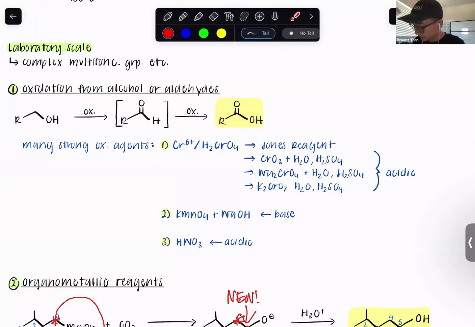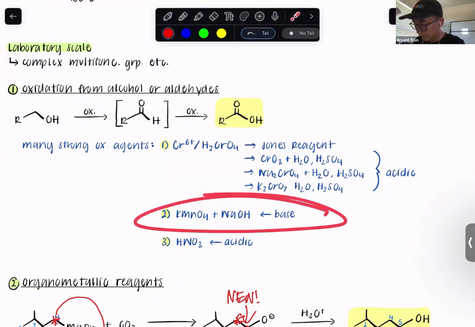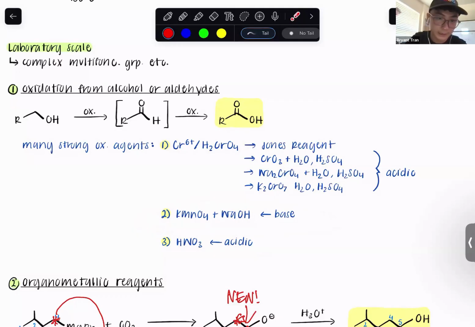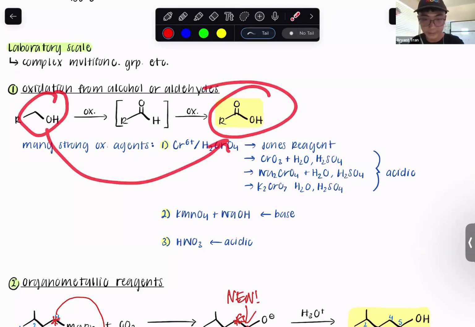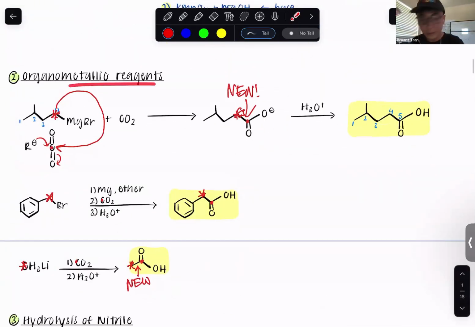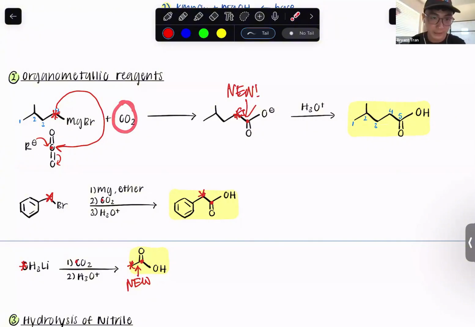Okay, and then we went over oxidation of primary alcohols with strong oxidizing agents, like the Jones reagent here, and then the KMnO4 with NaOH and HNO3. Those are just the strong oxidizing agents that you need to recognize that react with the primary alcohol to create a carboxylic acid right there. And then we just went over the organometallic route, which increases the molecule's carbon count by 1, right? And that extra carbon comes from the carbon dioxide, the CO2.